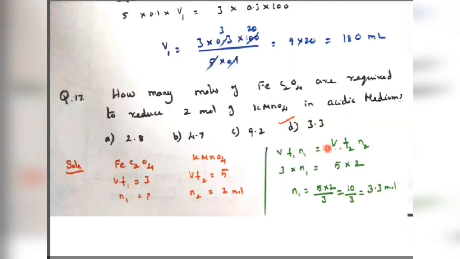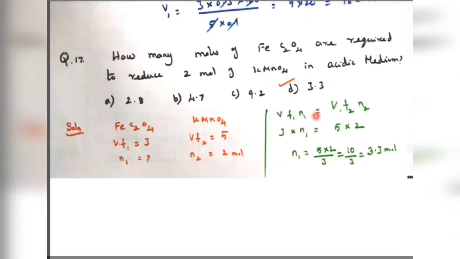So Vf1 N1 is equal to Vf2 N2. So the valency factor 3 into N1 is equal to 5 into 2. So 5 into 2 upon 3 to calculate the number of moles of the iron oxalate. 10 by 3 is equal to 3.3.